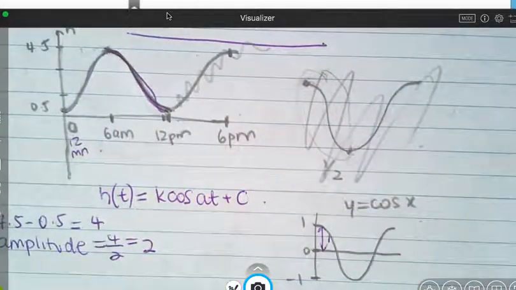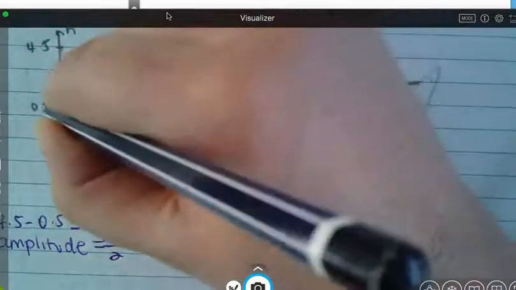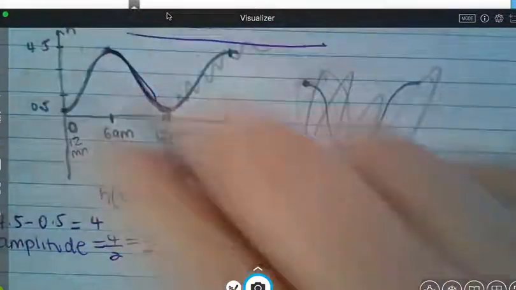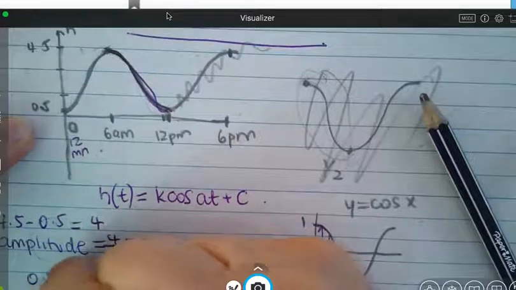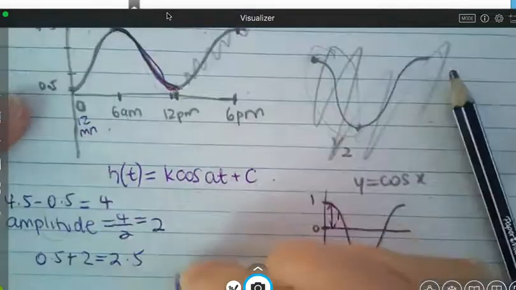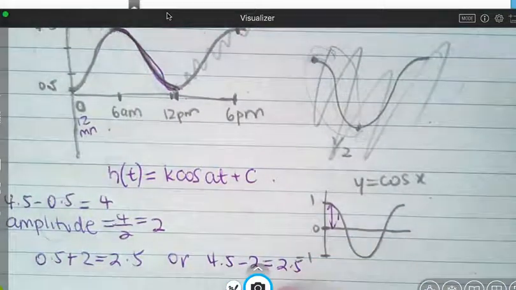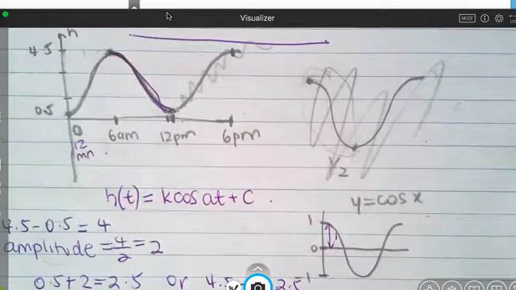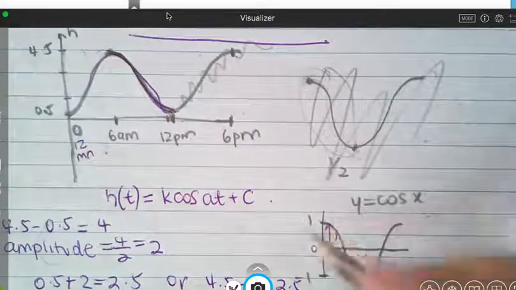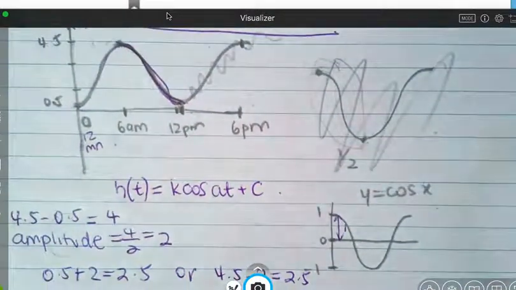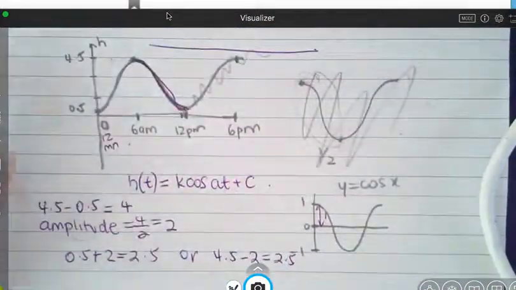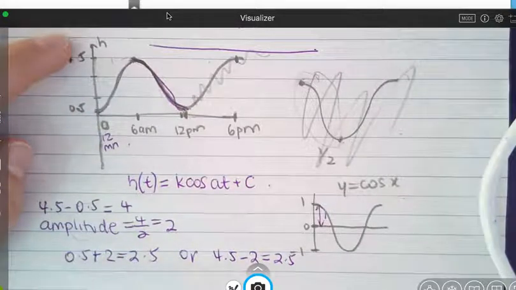So I already know that k is a 2. You okay with this? So if it's 2 and the bottom of it starts at a half, what's my midway point here? Yeah, I've got to add now. So I've got a half plus 2 is 2.5, or I could have done 4.5 minus 2 is 2.5. That's my halfway point, 2.5. Does this make sense? So, sorry. Wait. So what I've got is the bottom is at half. The top is at 4.5.